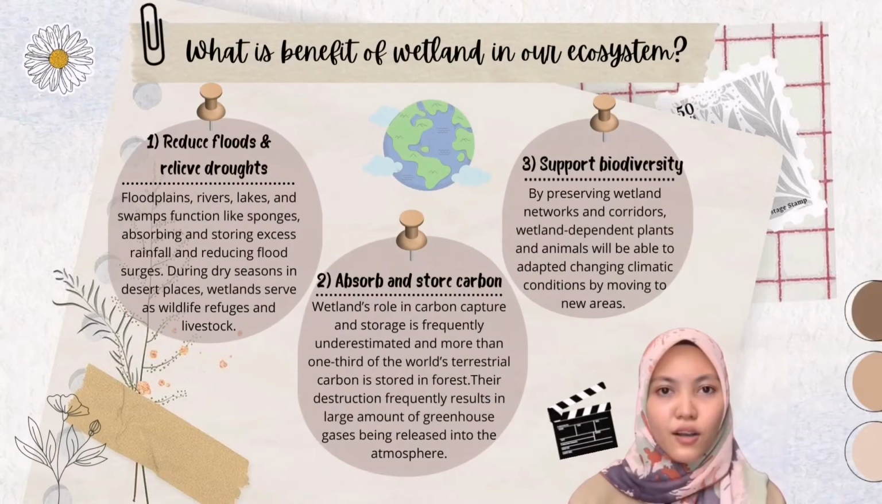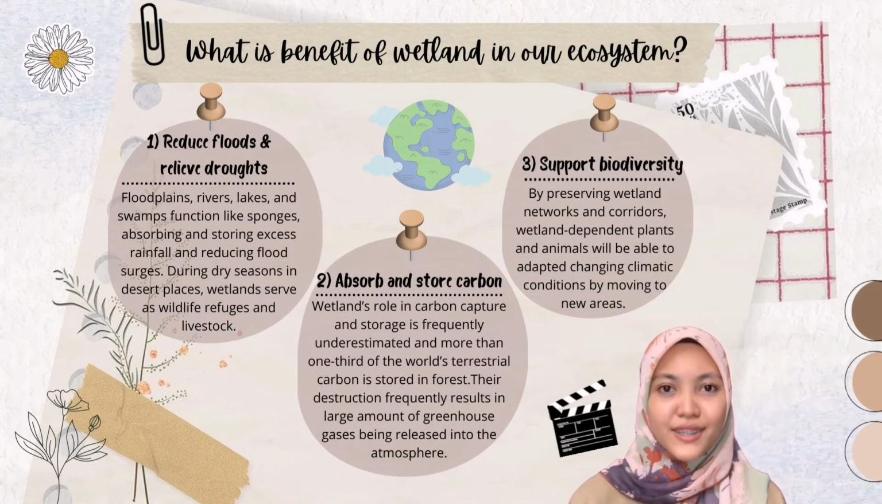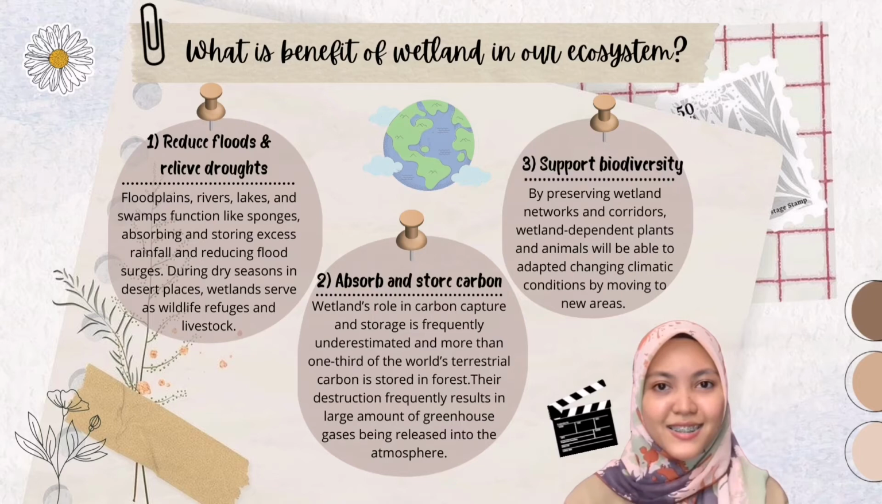What is the benefit of wetlands in our ecosystem? Firstly, they reduce floods and relieve droughts. Floodplains, rivers, lakes, and swamps function like sponges, absorbing and storing excess rainfall and reducing flood surges. During the dry season in desert places, wetlands serve as a refuge for wildlife and livestock.